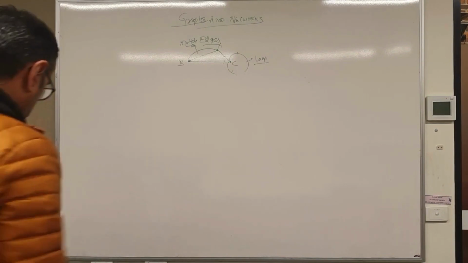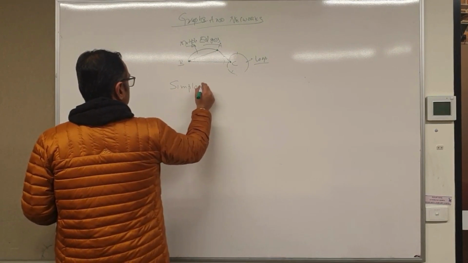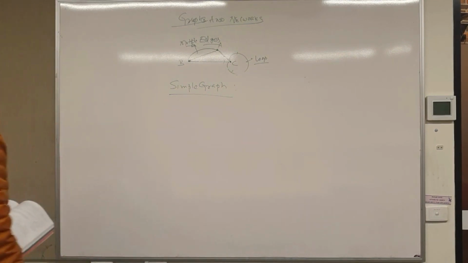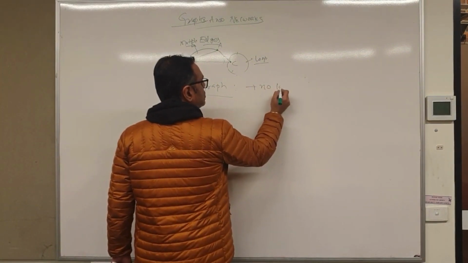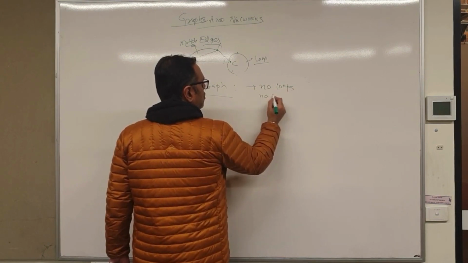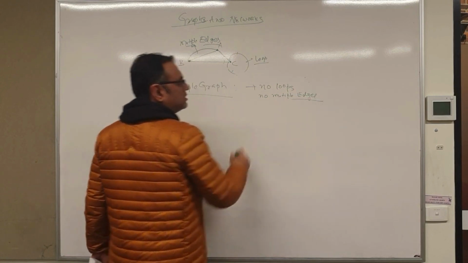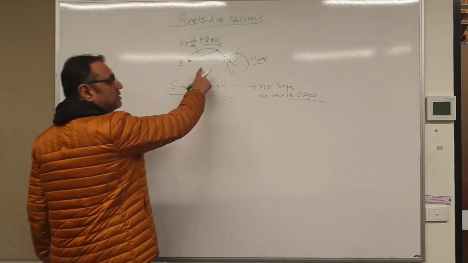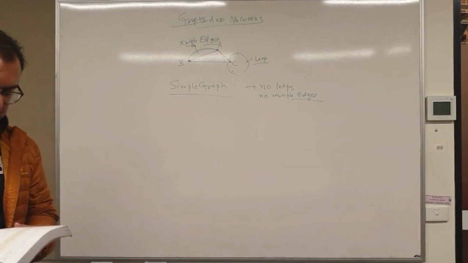Now the first one is called a simple graph. A simple graph is that graph which has no loops, no multiple edges. That's called a simple graph. But this graph is not simple. It has a loop as well and it has multiple edges as well. Right?